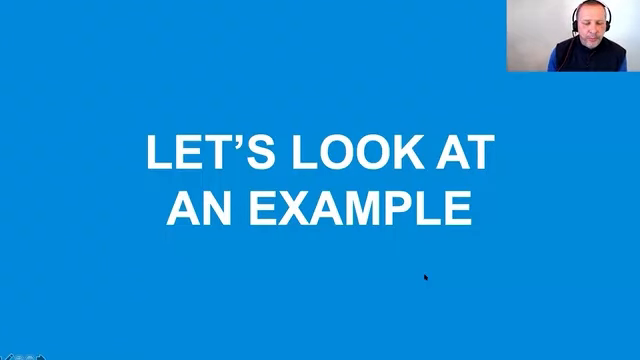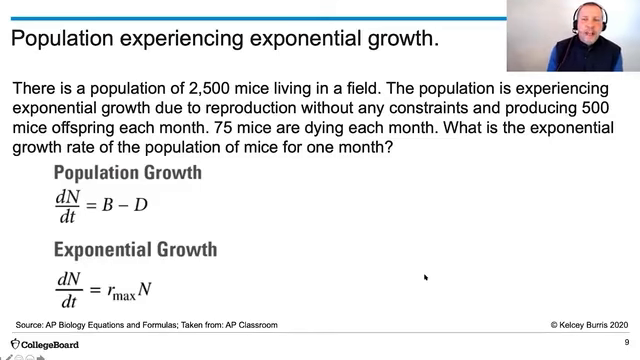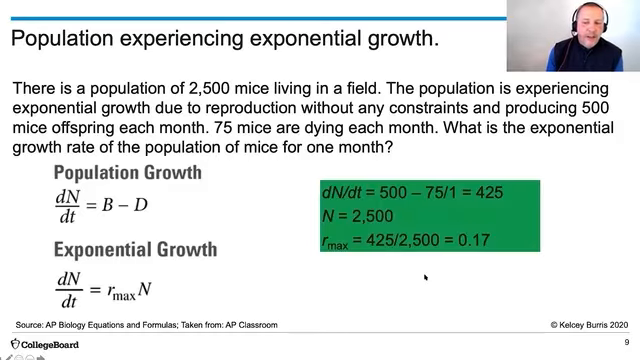So let's look at an example. For this example, I would like you to pause the video and solve what is the exponential growth rate of the population of mice for 1 month. Push play when you have your answer. Welcome back. You should have come up with an r max of 0.17 for the exponential growth rate.